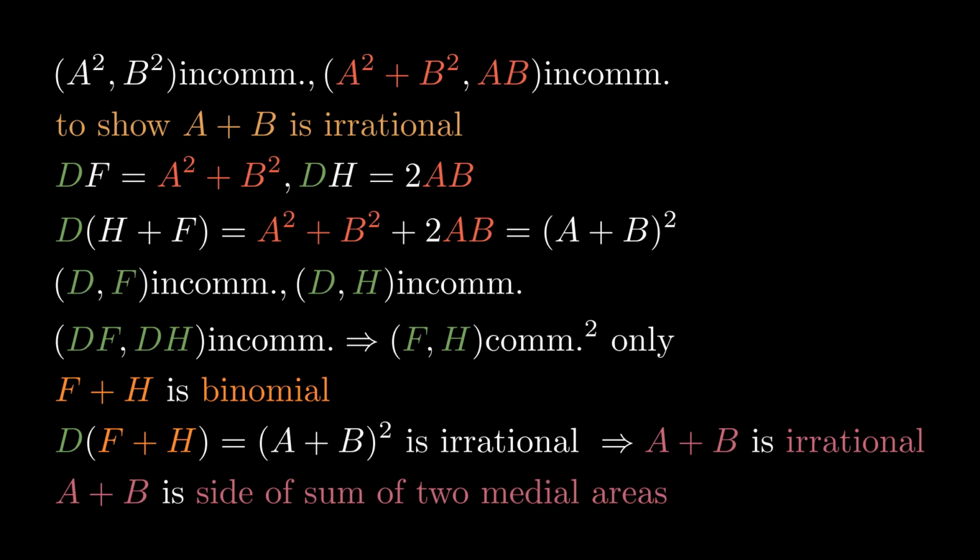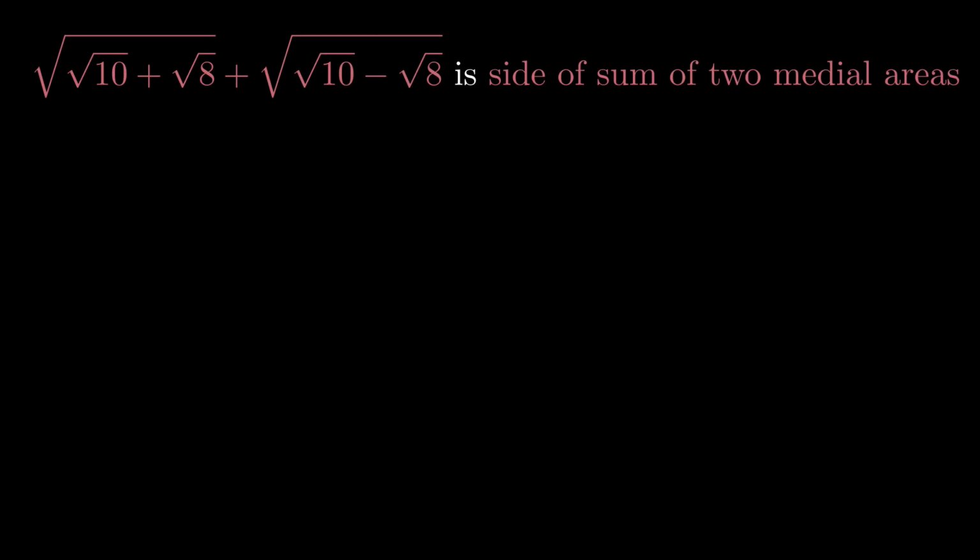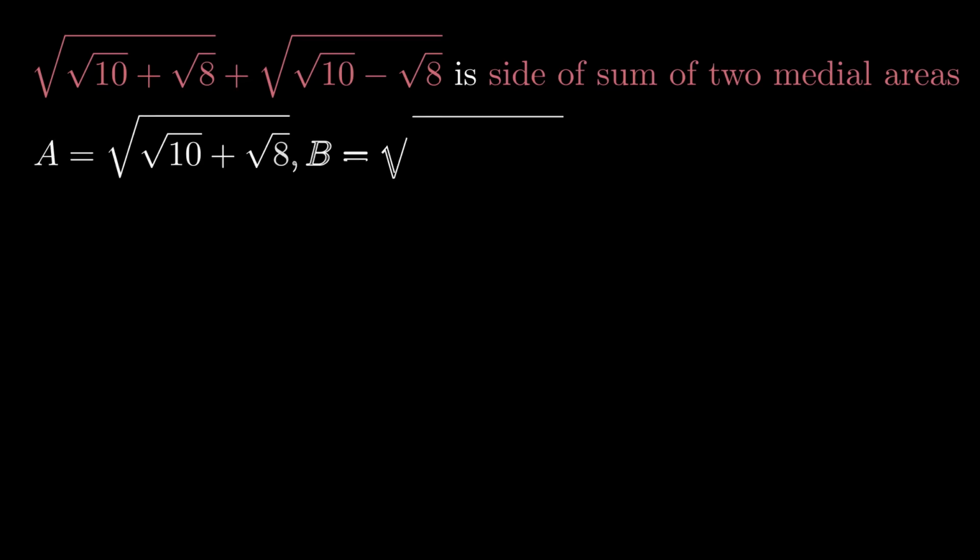Therefore, a side of the sum of two medial areas is the sum of two numbers incommensurable in square, whose sum of squares is medial, and whose product is medial, but incommensurable with the sum of squares. An example of such a number is the square root of root 10 plus root 8, plus the square root of root 10 minus root 8. To show this, let a equal the square root of root 10 plus root 8, and b equal the square root of root 10 minus root 8.